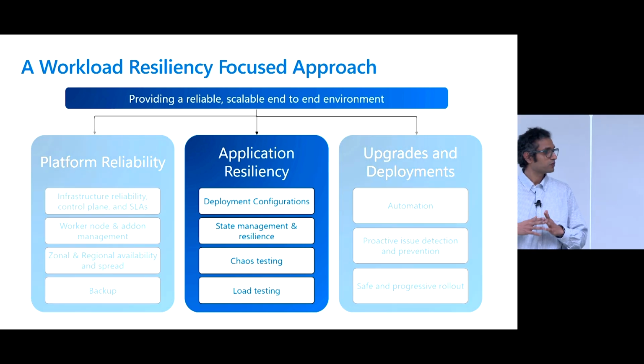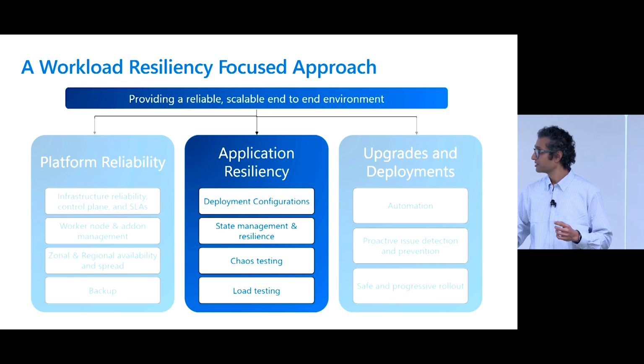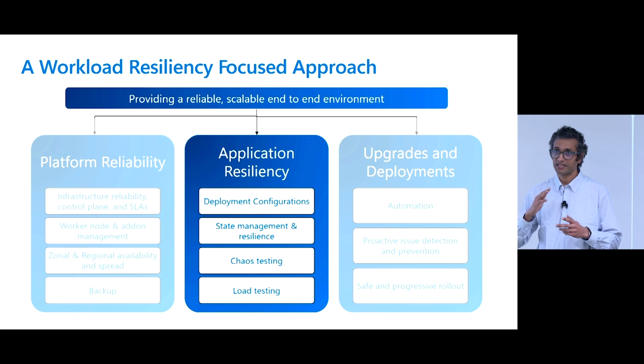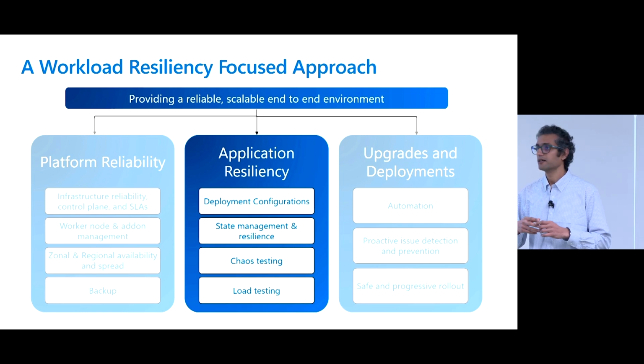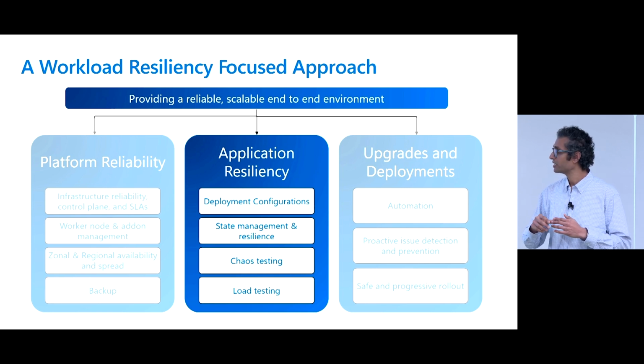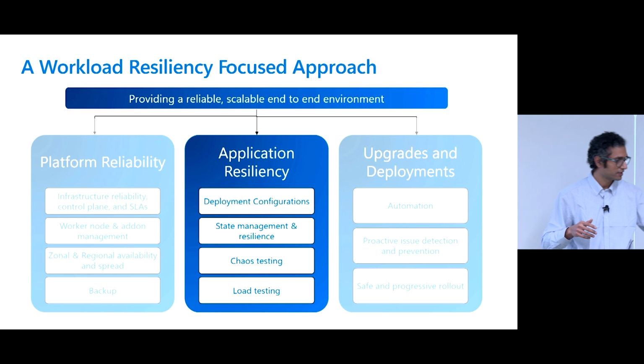If I break down application resiliency, you're looking at deployment configurations, and state management and resiliency. How can we introduce chaos testing to test fault tolerance and find the breaking point for my application? And then load testing, which is a fancy way of saying how can I simulate real world traffic. That part to do with chaos testing is very powerful to go end to end from scale to fault tolerance.